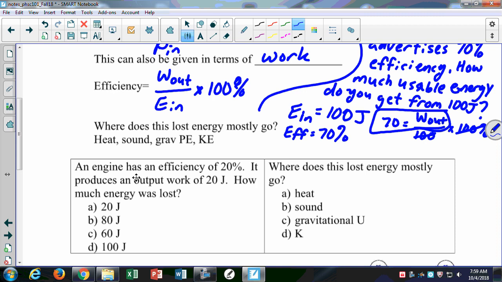All right, I'm seeing a lot of B's. And that's right, it's 80 joules. I'm going to lose 80 joules because 20 joules is 20% of 100 joules. And if I started out with 100 joules, but I only got 20 joules, that means that 80 joules were lost.